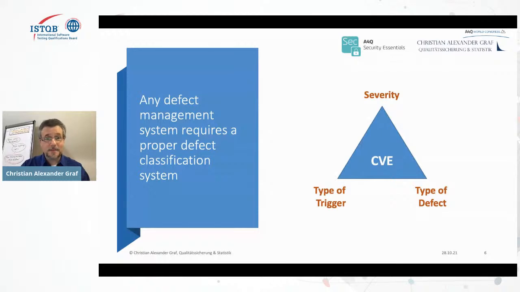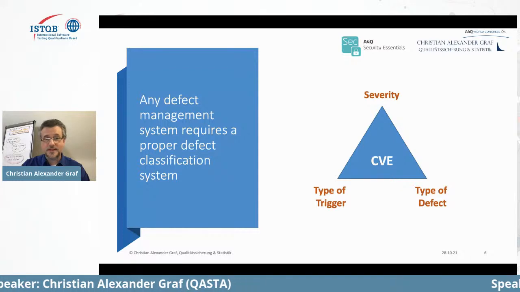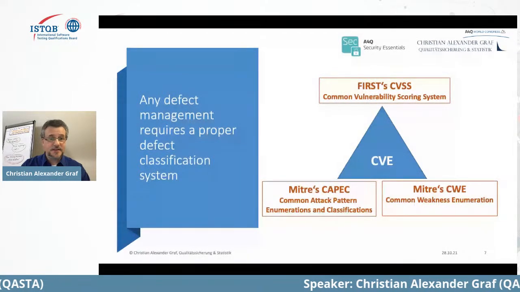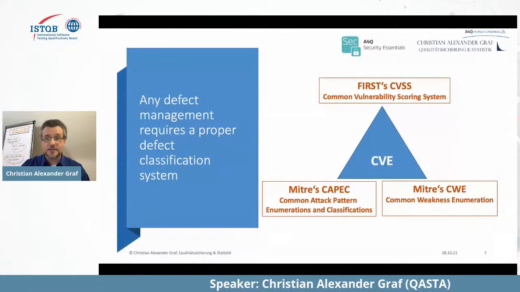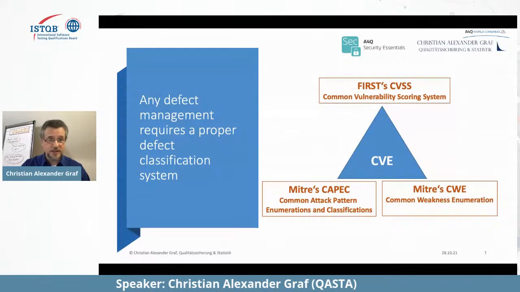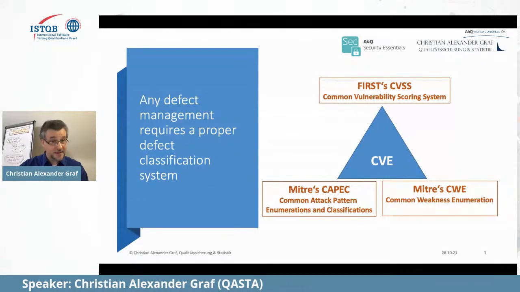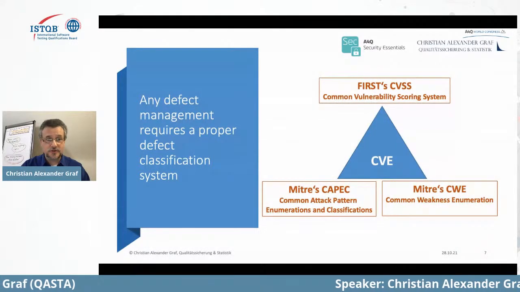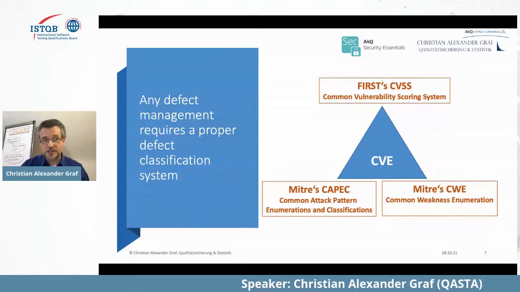Now let's take a look. What describes the severity of a common vulnerability? What describes the type of defect? And what describes the trigger? And there we have three more classifications. The first one that describes the severity is the CVSS, the Common Vulnerability Scoring System, which is now available in version 3.1. Okay, there are several versions of this stuff too. And that has been created by an organization called FIRST, and they specialize in incident response.